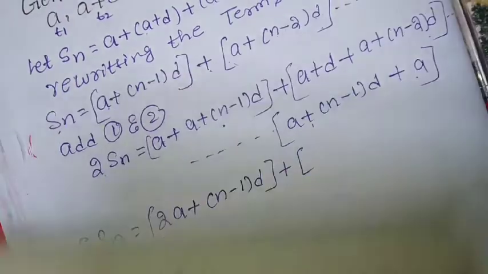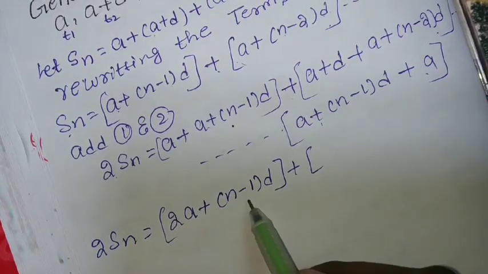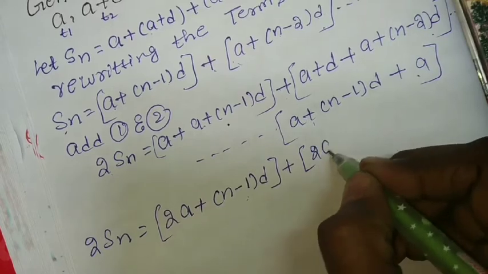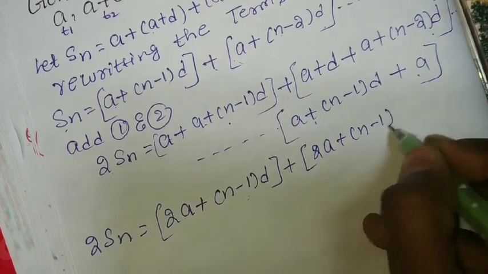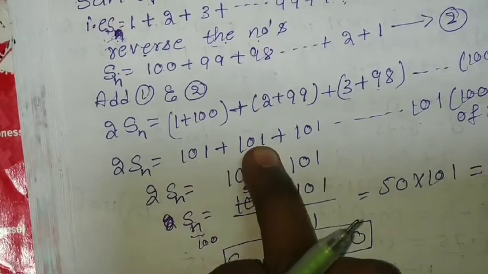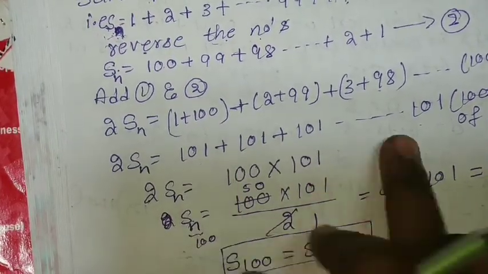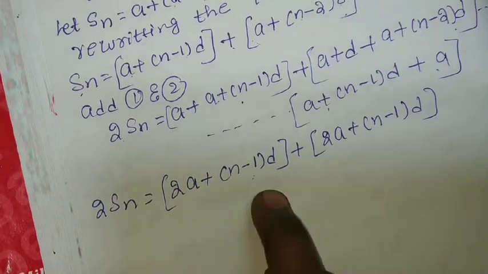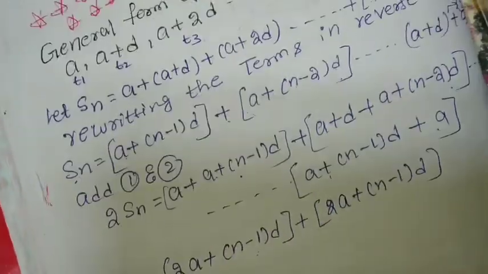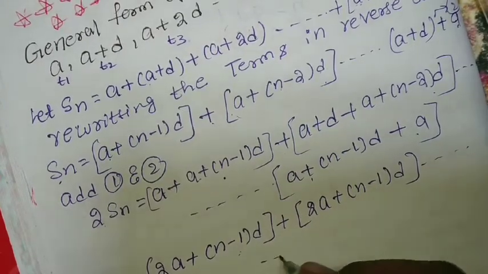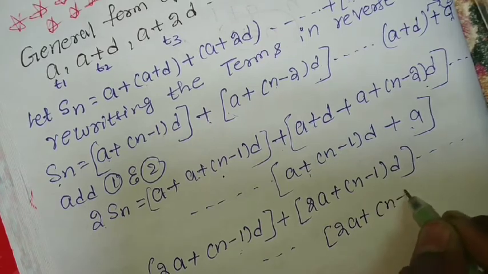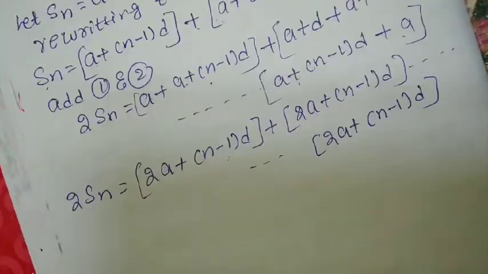See here, the same term came here. Is it right? So here 2a plus n minus 1 into d. The same term here. See here also we are getting 101 plus 101 plus 101. Same term we are getting. So here also we are getting the same term, that is 2a plus n minus 1 into d. And so on up to the last, that is 2a plus n minus 1 into d itself.